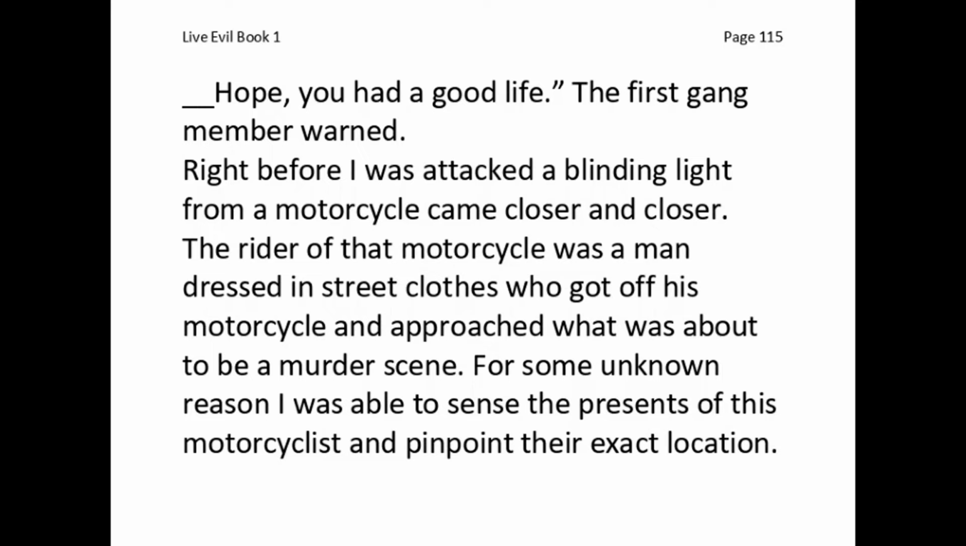The rider of that motorcycle was a man dressed in street clothes who got off his motorcycle and approached what was about to be a murder scene. For some unknown reason, I was able to sense the presence of this motorcyclist and pinpoint their exact location. This was a feeling I had never felt before from any human.